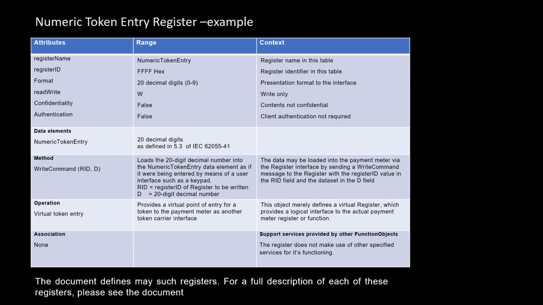This provides a virtual point of entry for a token to a prepayment meter as another token carrier interface. So in other words, you could use this register to send a token remotely via some other means, some other connectivity, using a port type A or B that was discussed in a previous video, and send that to the meter. That is a possibility.